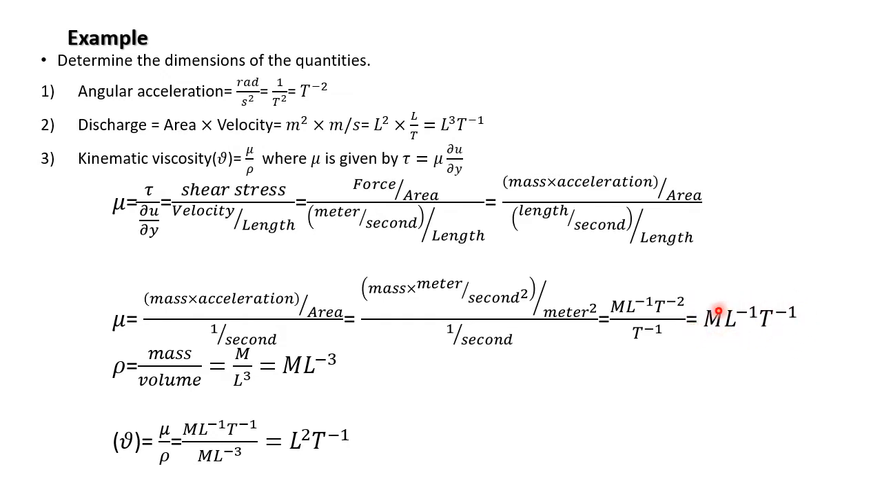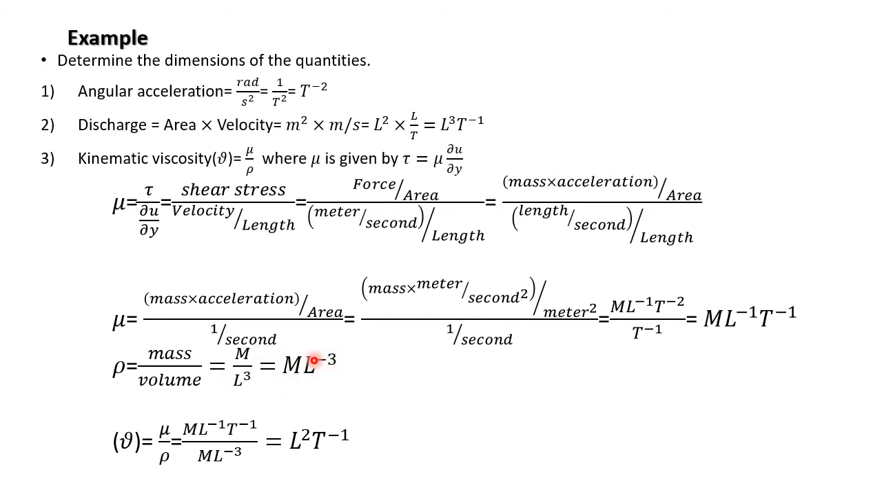Okay, this m L to the power minus 1 t to the power minus 1 is the dimension for dynamic viscosity. Now let us find the dimension for density. Density is mass by volume. So the dimension of mass is m, and the unit of volume is meter cube. What is the dimension of meter cube? It is length L cube. So I can write it as m L to the power minus 3.